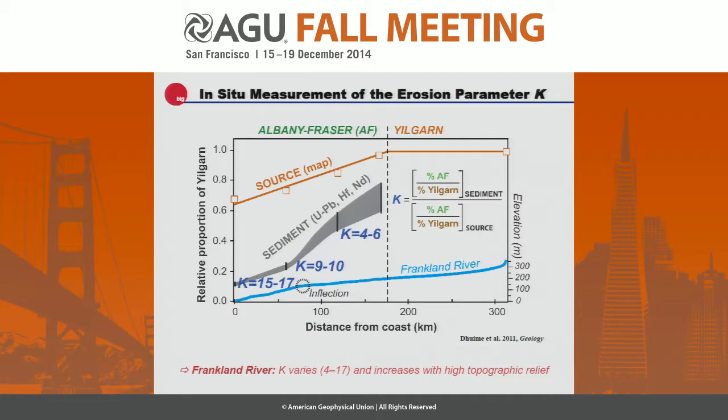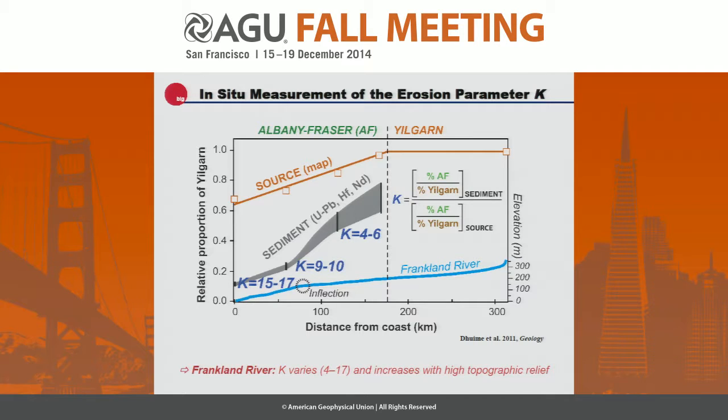And from those observations, we were able to determine the parameter K. This is a pretty busy figure, so I'm going to try and break it down for you. First, the K parameter in that context reflects the proportion of the Albany-Fraser to the Eelgan in your sediment over the proportion of the Albany-Fraser to the Eelgan in the source. The proportion in the source on that figure is basically a function of the distance to the coast.